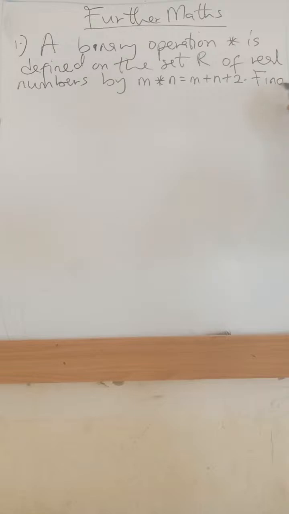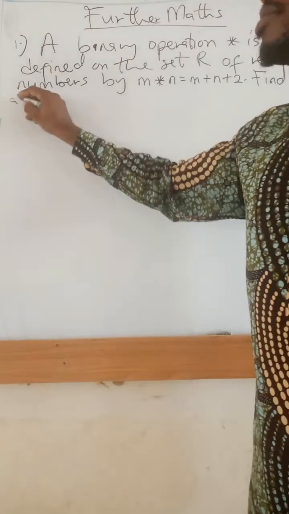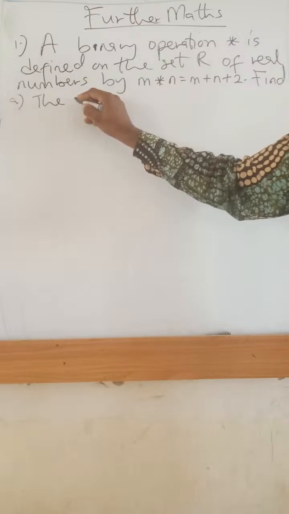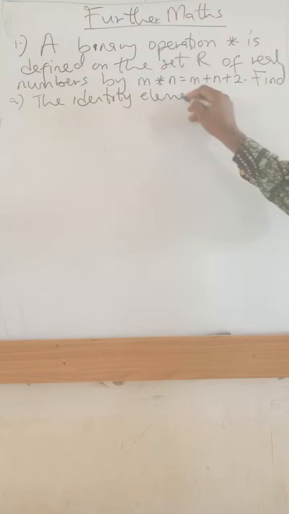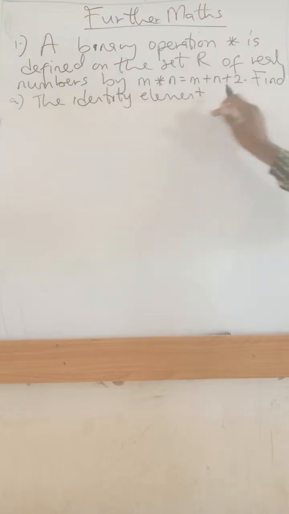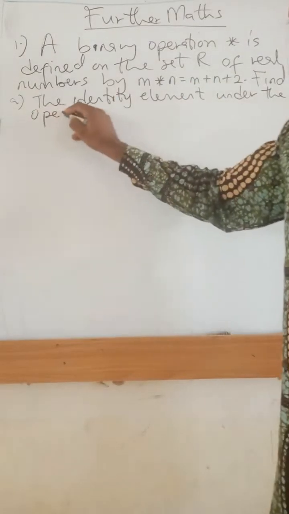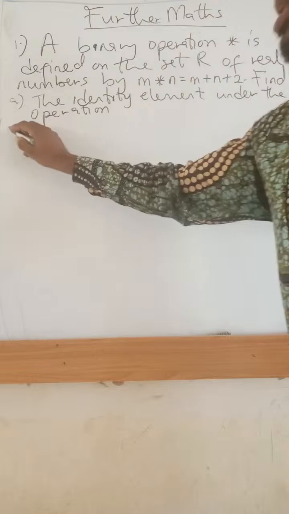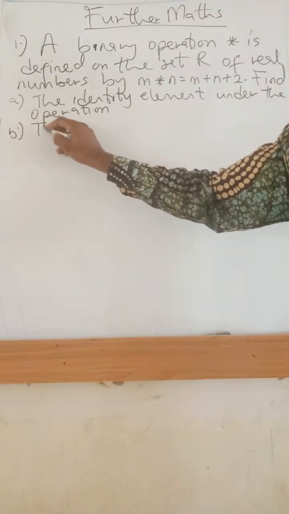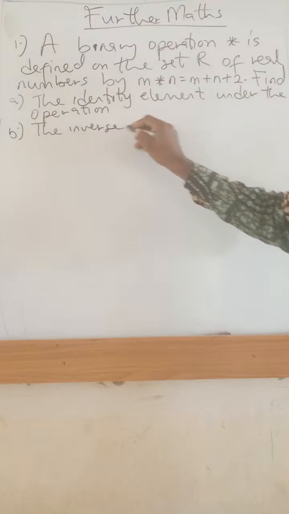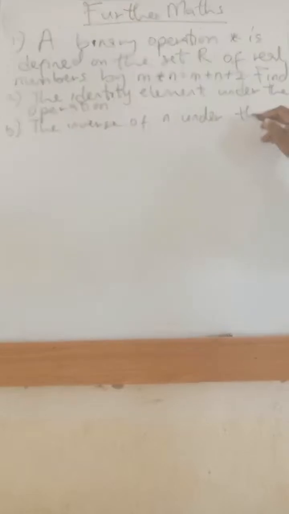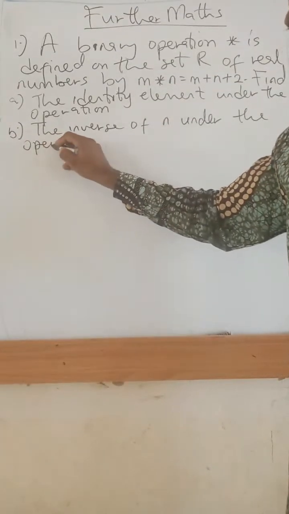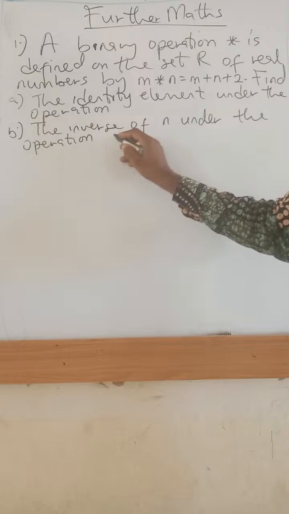Then we should find A, the identity element under the operation, and B, you find the inverse of n under the operation star.